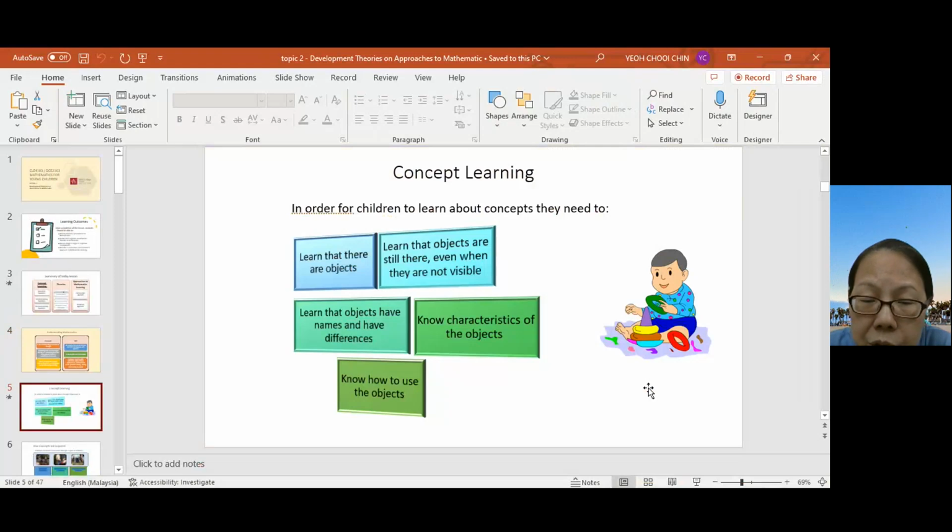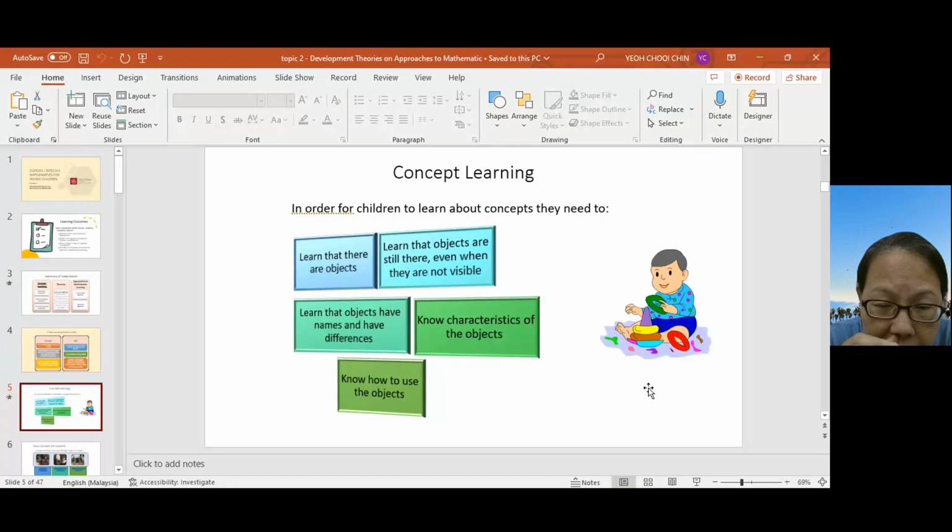Concept learning: in order for children to learn about concepts, they need to learn that there are objects. I think it's again a repetition from the first one. They are objects, things they can see and touch, something tangible. Learn that objects are still there even when they are not visible. In concept learning they remember and know that even though the thing is not there now, they can still picture that it is there. That means they understood the concept.